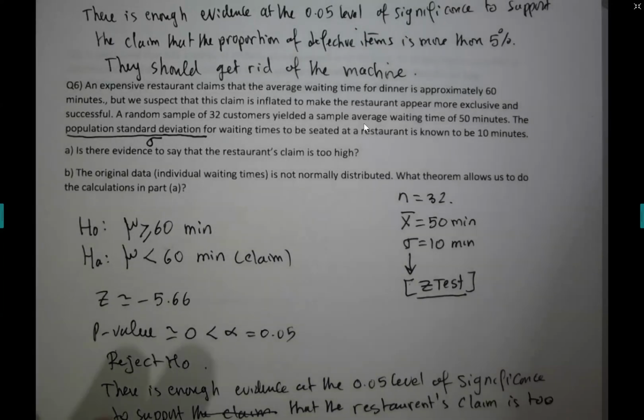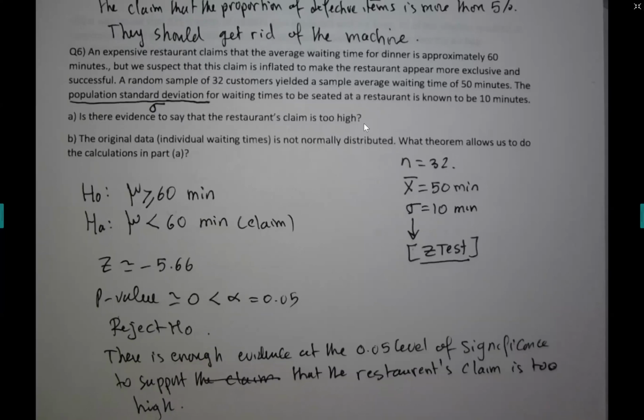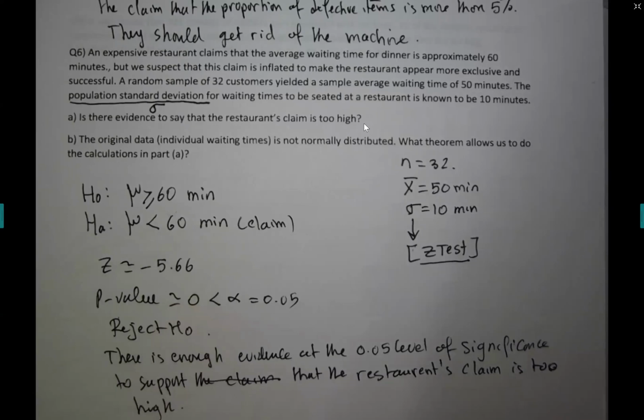But it doesn't matter in this one. Whether I use 1%, 5%, 10%, the p-value is always small. It's about 0. The original data, individual waiting time, is not normally distributed.